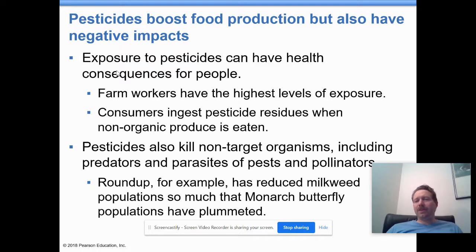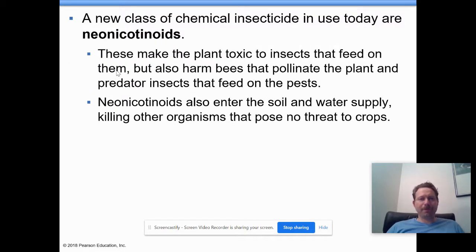Pesticides also kill non-target organisms. So these are more general pesticides, including predators and parasites of pests and pollinators, which again can exacerbate the problem of pests. Roundup, for example, has reduced milkweed, which is a staple for monarch butterfly populations, and as a result has caused the monarch population to plummet.